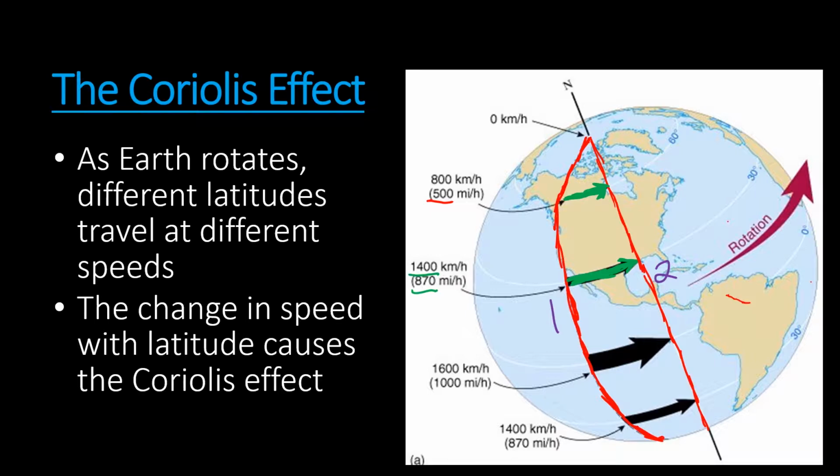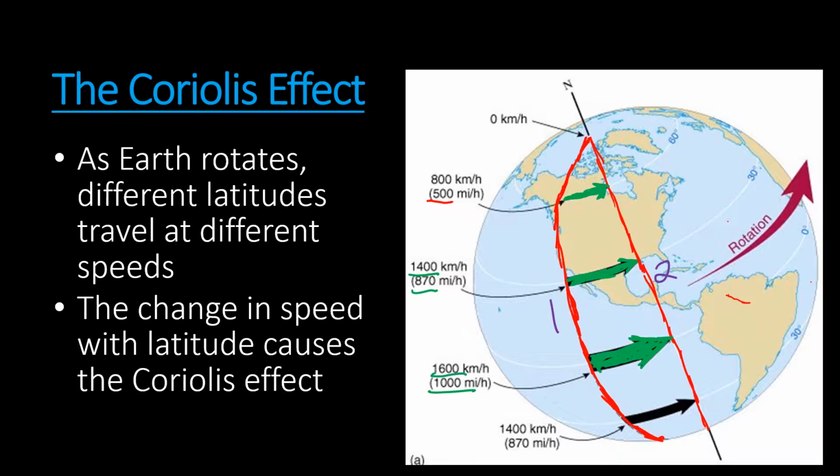This is all because of the curvature of the Earth. And down here at the equator, from line 1 to line 2, in 1 hour, it'll travel 1,000 miles or 1,600 kilometers.